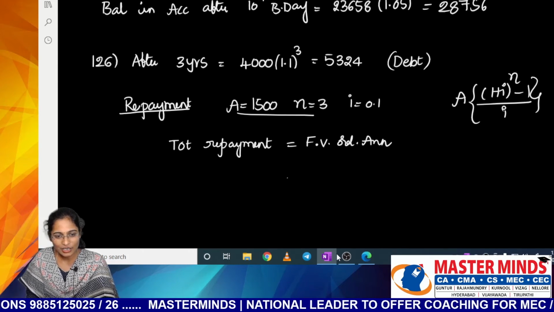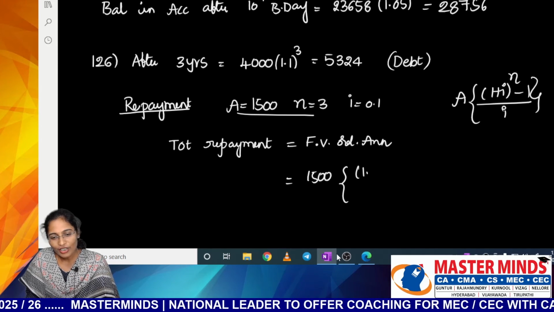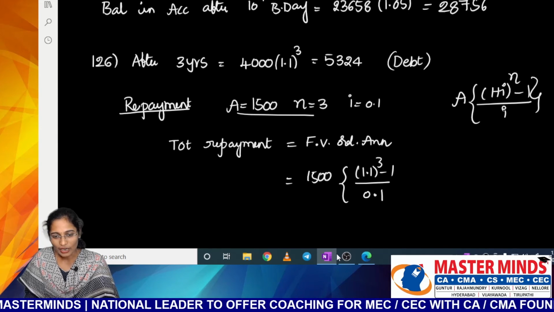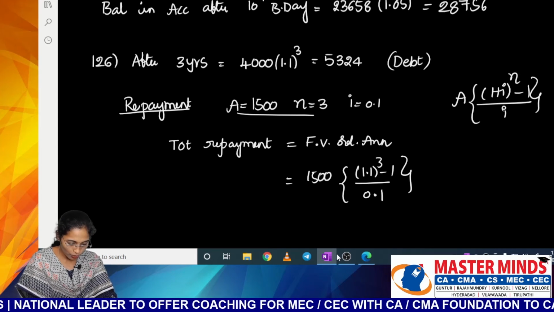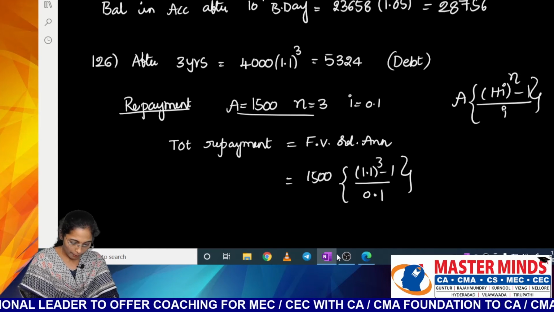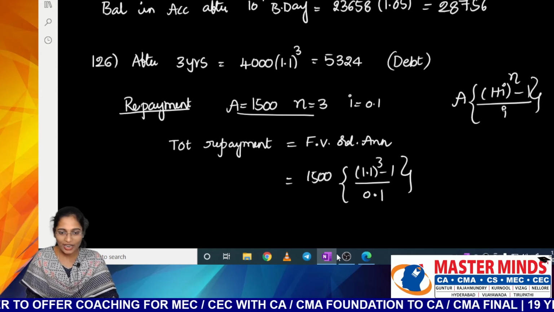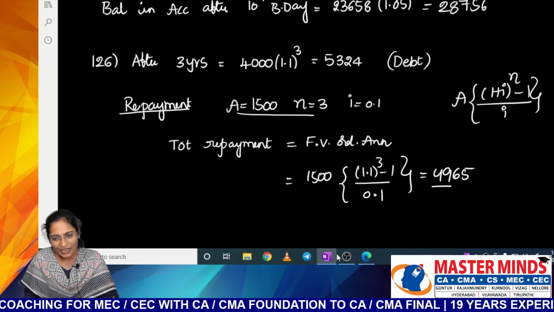So let me calculate this value. A means 1,500 into (1.1 whole cube minus 1) by 0.1. Please go through this calculation. Everybody tell me, what is 1.1 whole cube? 1.331 minus 1, by 0.1, into 1,500. What's going to be your answer? 4,965 is your repayment, right?